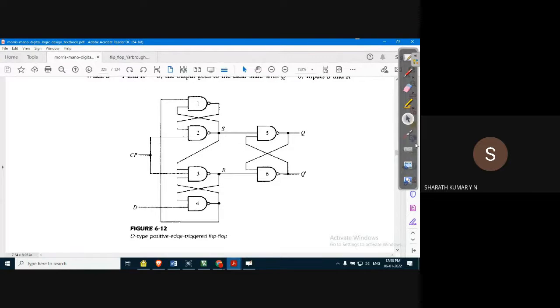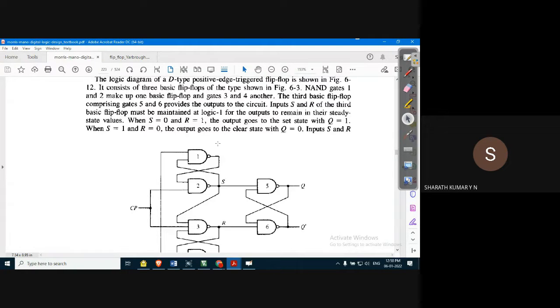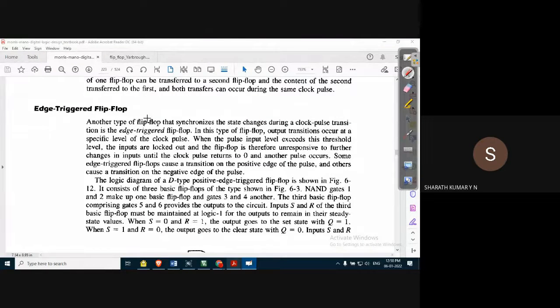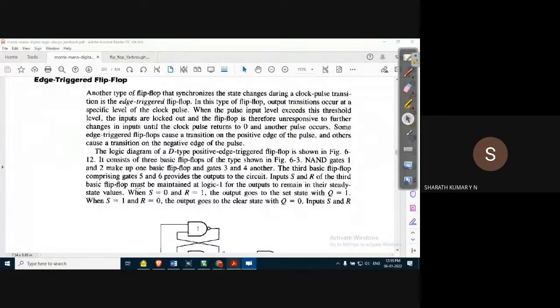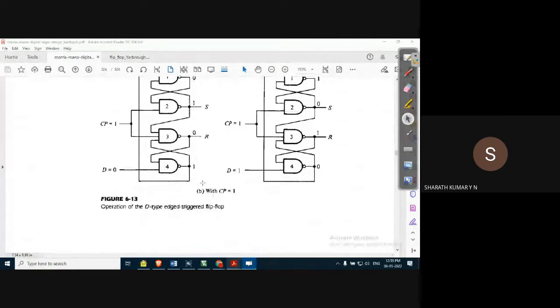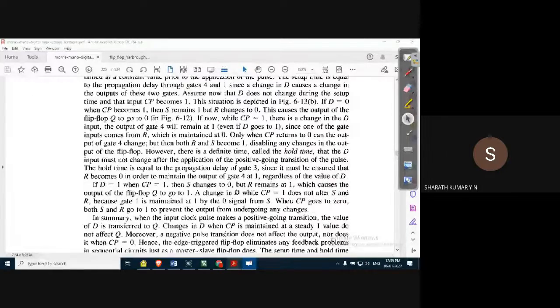Let us see how the circuit operates. Let us analyze this circuit. In this edge triggered flip-flop, the explanation is given here, and it synchronizes the state changes during the clock pulse transition. In this type of flip-flop, output transitions occur at a specific level of the clock pulse. Specific level means only at the edges, not at the levels of the clock pulse. Let us look at how the circuit changes the state. I think it is explained in various stages. You can go through that. We'll take only one stage and discuss.